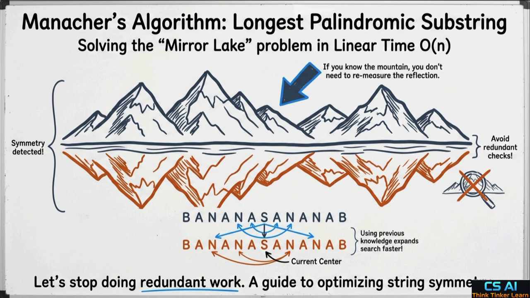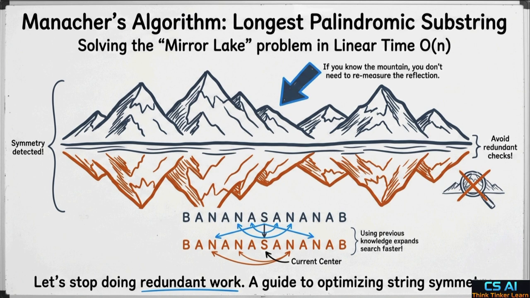I'm your host, and today we are tackling one of the most elegant yet often misunderstood algorithms in the string processing world, Manacher's algorithm. This video is a core part of our ongoing DSA series, where we break down complex engineering concepts into visual mental models. Today, we are solving the longest palindrome substring problem, but we aren't just finding a solution. We're finding the optimal solution in linear time, O(N).